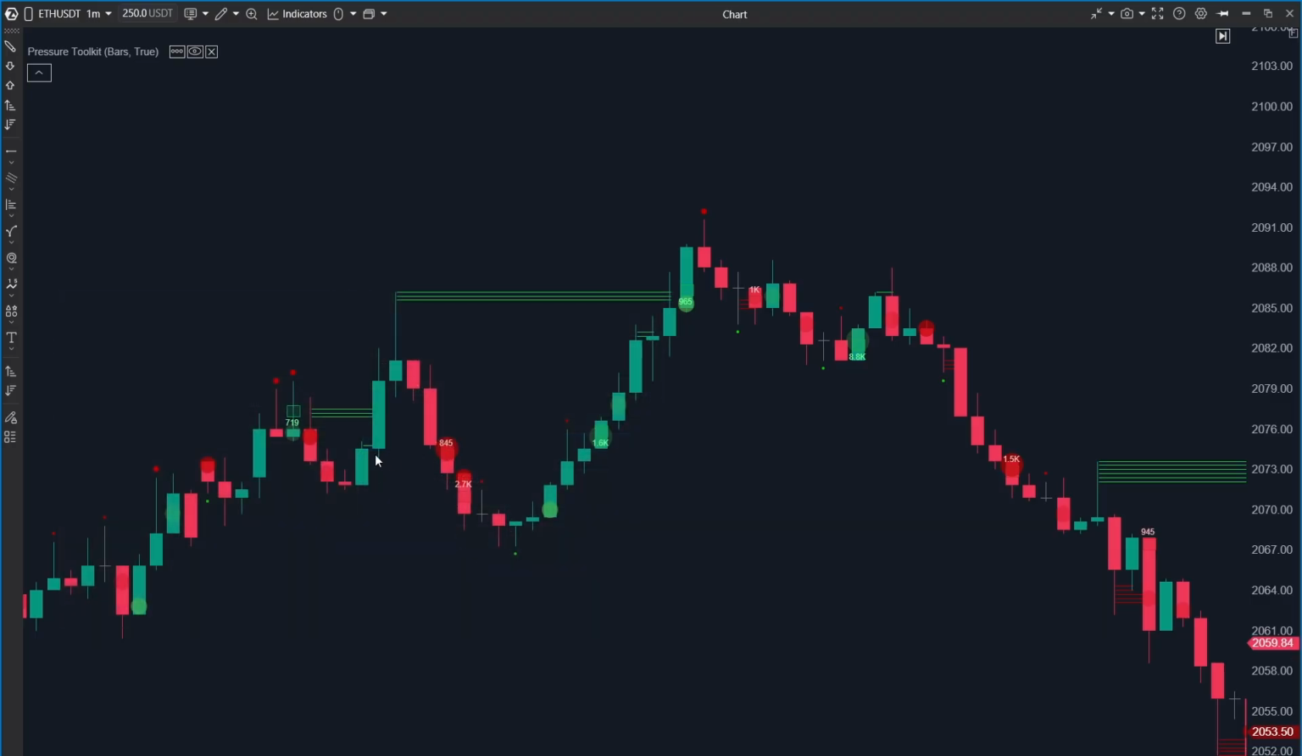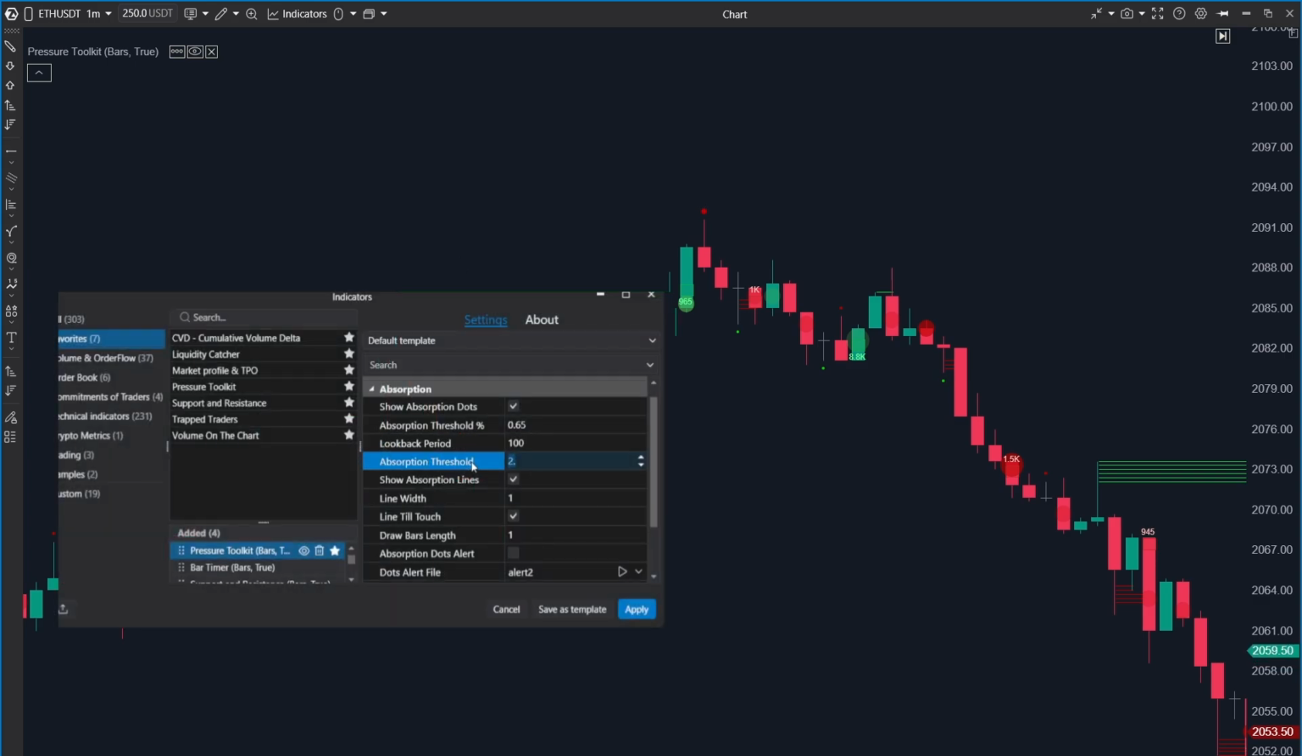So it looks at the last 100 bars and it compares absorption across those bars, and it only marks out the most significant absorption. So the smaller dots are intrabar absorption, and the larger dots actually take into account the history of the volume and the other absorption in the last 100 bars. And you can also alter the absorption threshold.